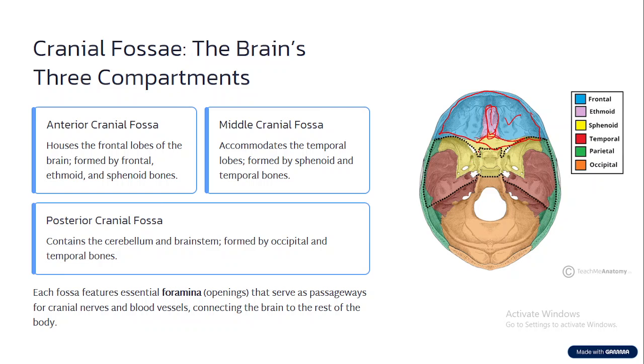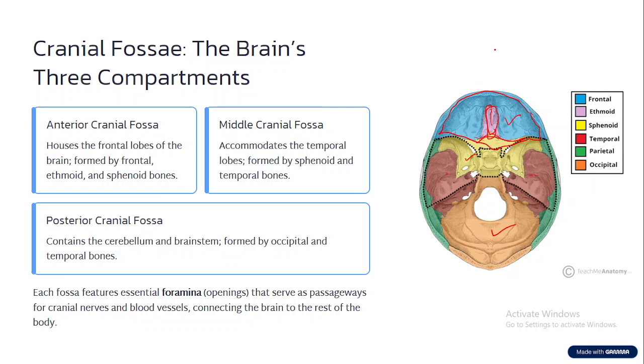Then comes the middle cranial fossa. This dotted line or butterfly shaped structure is the middle cranial fossa. It is formed by a portion of the sphenoid bone and both temporal bones on both sides. This middle cranial fossa accommodates the temporal lobes of the brain. And lastly, there is the posterior cranial fossa. It contains the cerebellum and brain stem, and it is formed by a portion of the temporal bones and the occipital bone. This is the occipital bone.